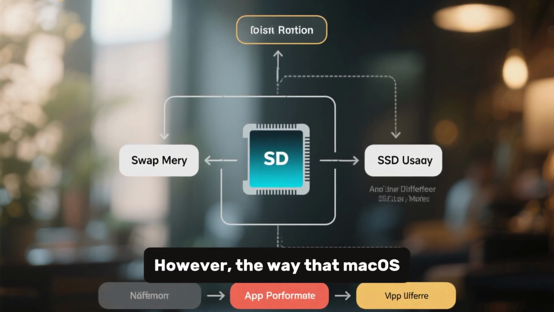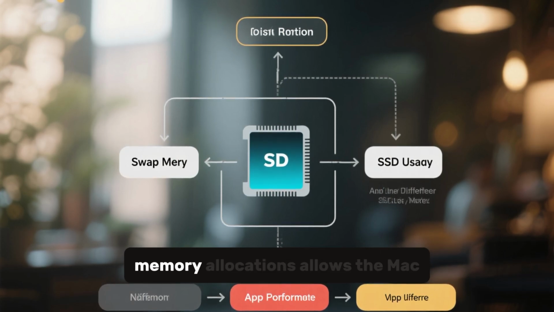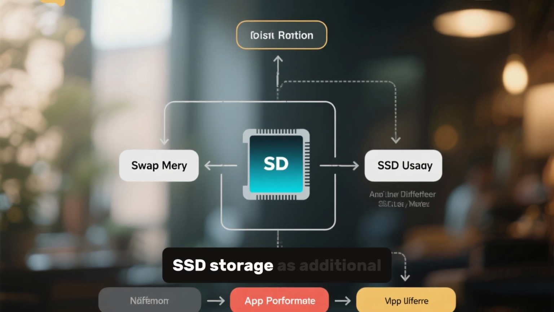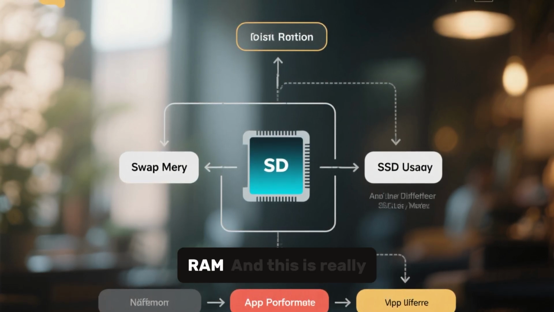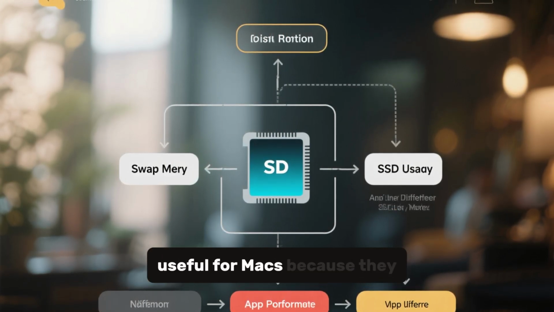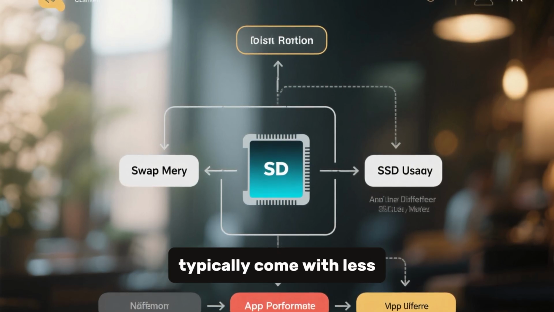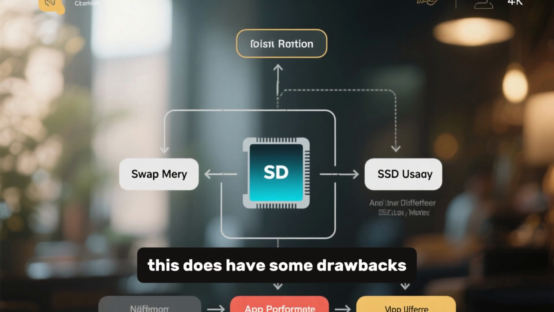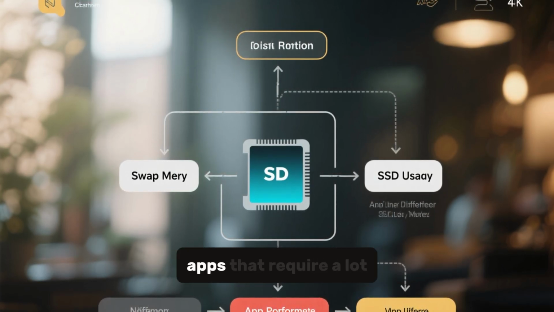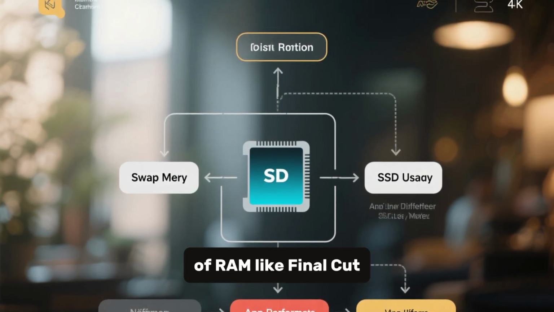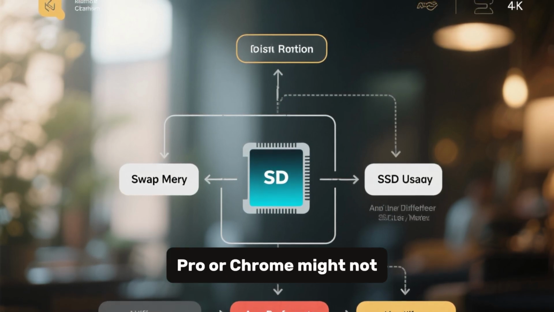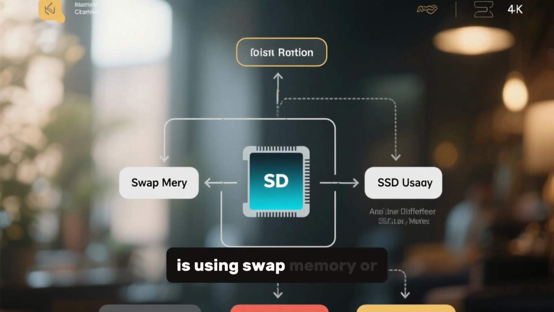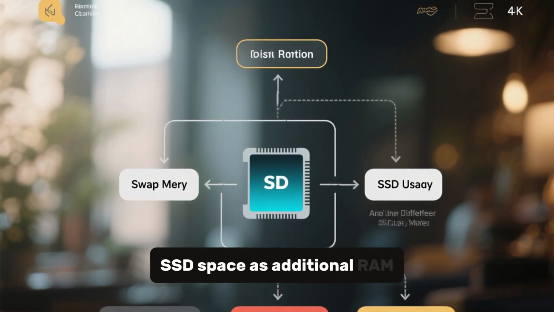However, the way that macOS is optimized to use non-contiguous memory allocations allows the Mac to use swap memory, or SSD storage, as additional RAM. And this is really useful for Macs, because they typically come with less RAM than comparable PCs. However, this does have some drawbacks. For example, apps that require a lot of RAM like Final Cut Pro or Chrome might not perform as well as they would on a PC, because macOS is using swap memory or SSD space as additional RAM.